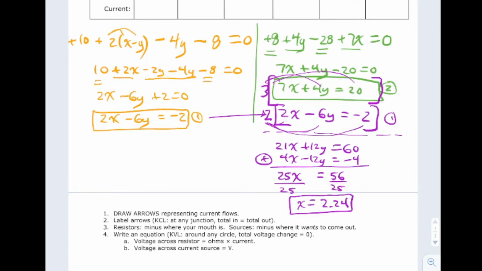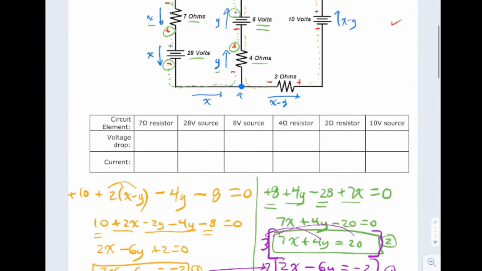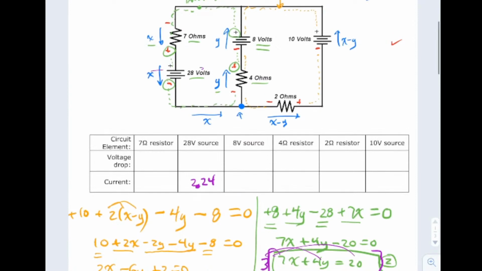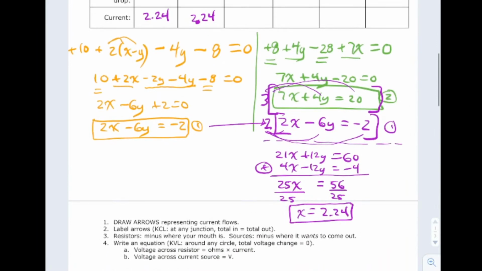What I can do with this answer is come back up here and say, hey, where's x amps? It's right there. It goes through the 28 volt. So coming through the 28 volt is 2.24 amps. That's also what's going through the 7 ohm. So what's going through the 7 ohm is 2.24 amps. And unfortunately, that's it. Those are my two currents there.